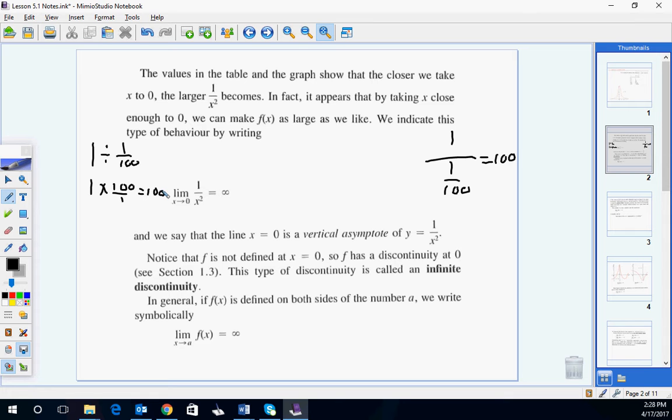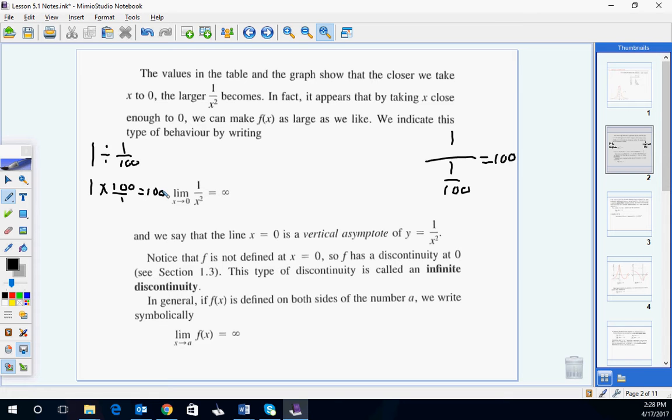So notice that f is not defined at x equals 0, so f has a discontinuity at 0. In Section 1.3, we learned what discontinuity means. It means it doesn't continue. But the limit does exist there, because why? Let's see if you remember chapter 1. Why does the limit exist? From both sides it's approaching the same value.